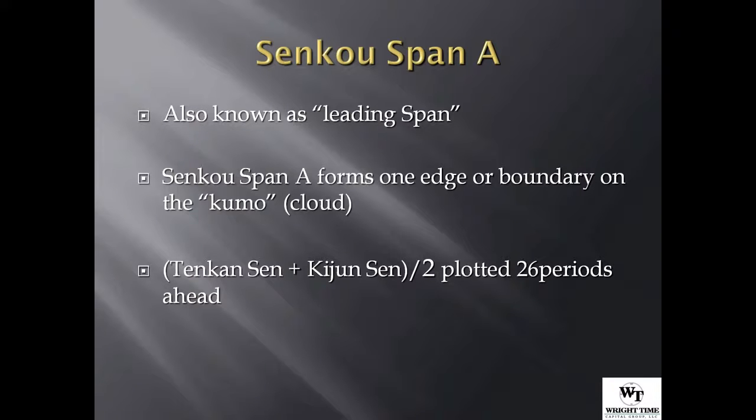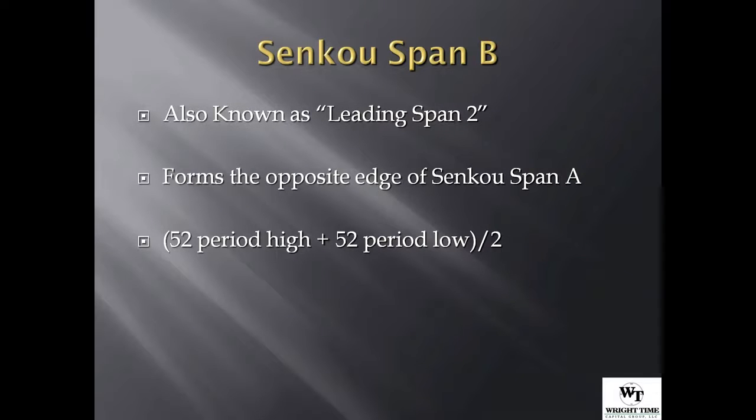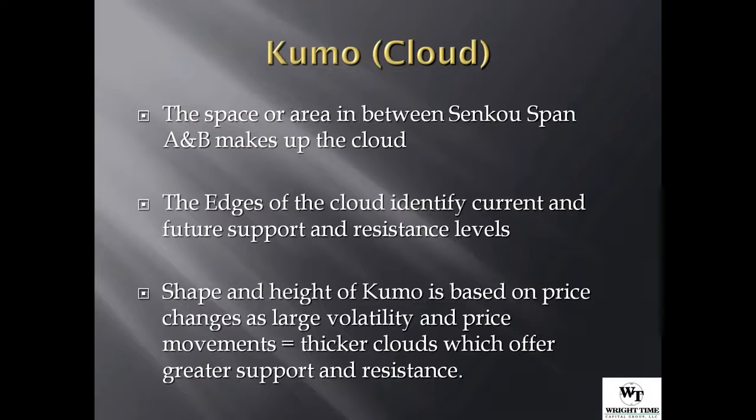Span A is also known as the leading span. This forms one edge or one boundary of the cloud, or the Kumo, and is the Tenkan-sen added to the Kijun divided by 2, plotted 26 periods ahead. Now Span B forms the opposite side of Span A, and the calculation is slightly different. It's the 52-period high plus the 52-period low divided by 2.